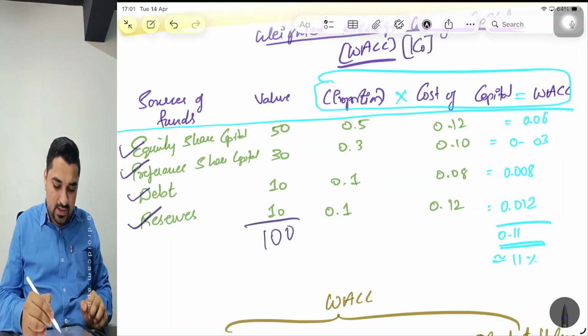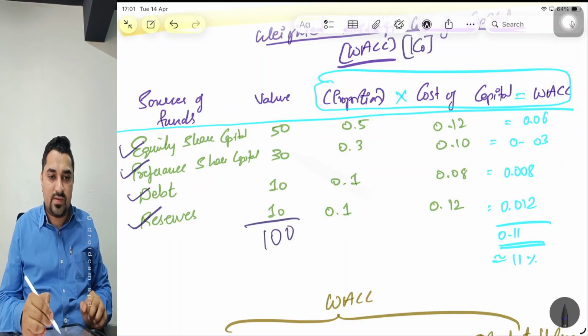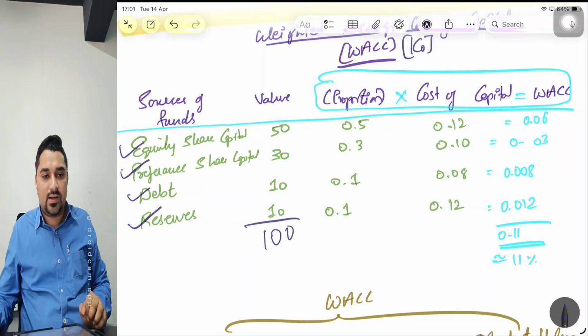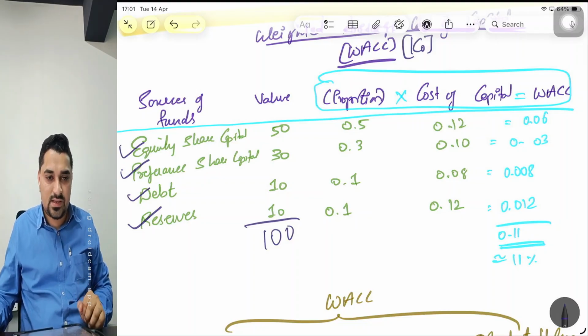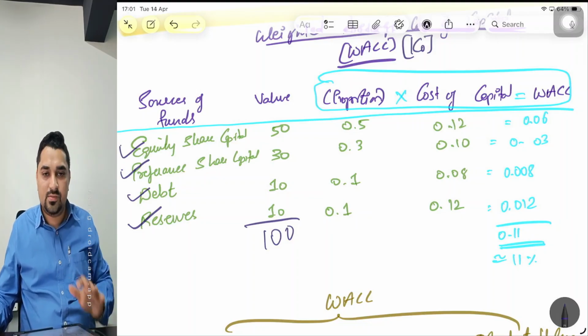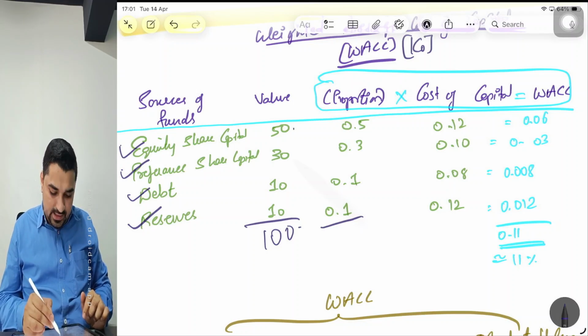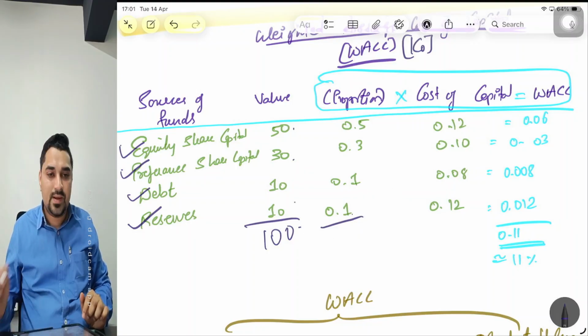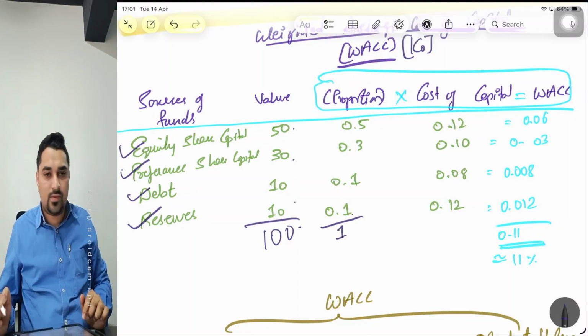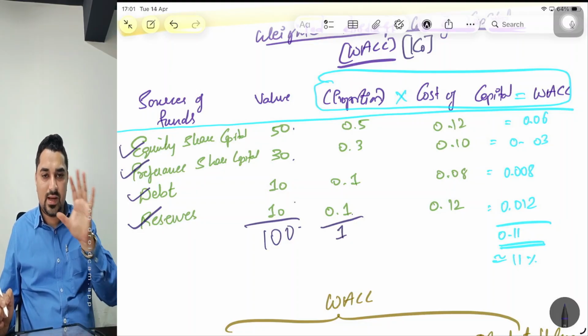I raised 50 crores by equity, 30 crores by preference share capital, 10 crores by debt and 10 crores by reserves. So this is my capital structure. We'll see in the next chapter. I've just assumed the figures. Now I've taken the proportion. How do you calculate proportion? 50 divided by 100, 0.5, 30 divided by 100, 0.3, 10 divided by 100, 0.1, 10 divided by 100, 0.1, and this total should always be 1.